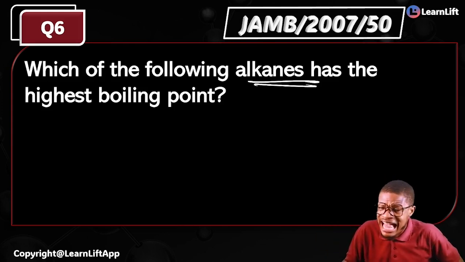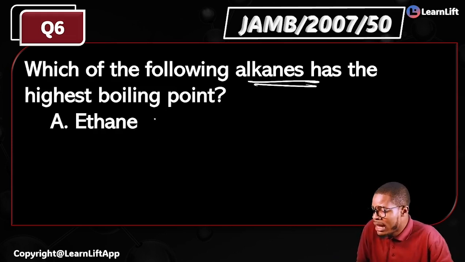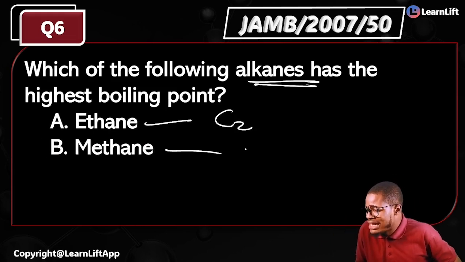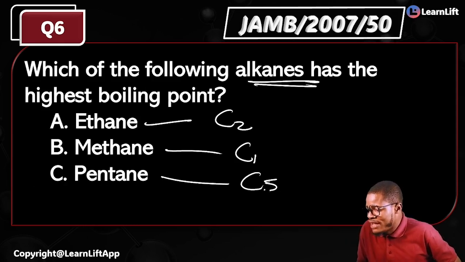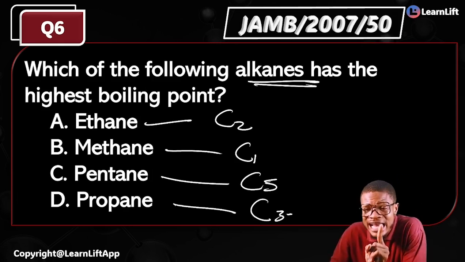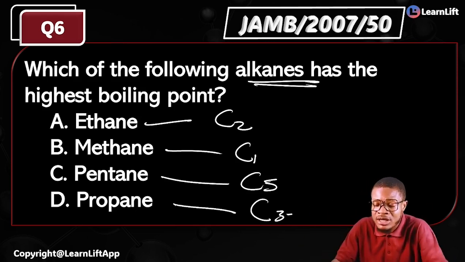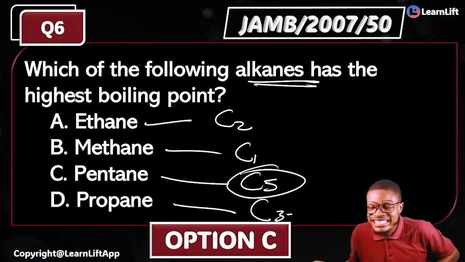Which of the following alkanes has the highest boiling point? Is it ethane? Now just tell me the number of carbon in ethane. Ethane has 2 carbon. Is it methane? Methane has 1 carbon. Is it pentane? Pentane has 5 carbon. Or is it propane? Propane has 3 carbons. As the number of carbon atoms increases, boiling point increases. Which one has the highest? It is the one with 5. Option C is the answer.